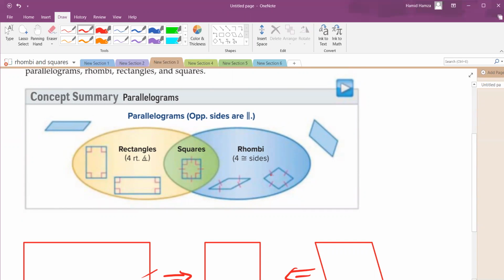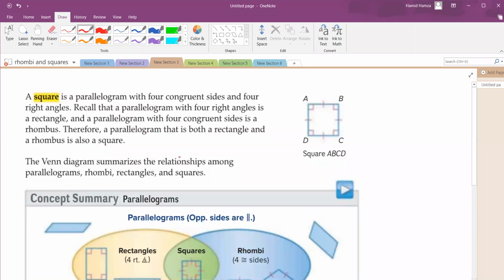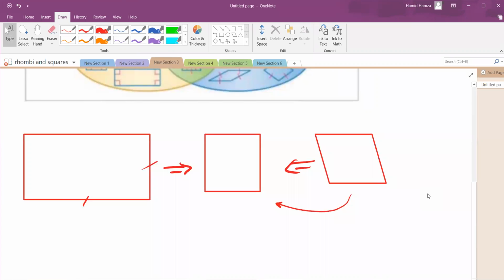So we have a rhombus, and in a rhombus the four sides are equal. In a rectangle, the four angles inside are equal, and the measure of each one is 90 degrees. A square takes the properties of a rhombus, rectangle, and parallelogram. So what are the properties of a square? In a square, everything is equal. All sides are equal. All angles are equal: 90, 90, 90, 90.